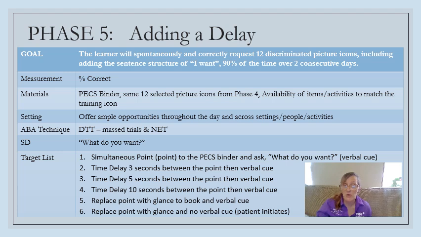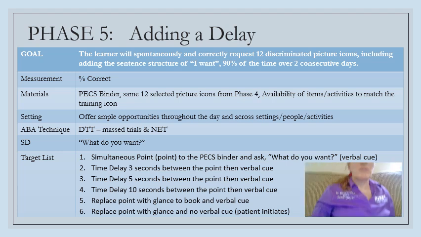So we faded out the point, and we're going to also fade out the verbal cue, and we're just going to get the kid to initiate on their own. If you have to fade it out incrementally, instead of the verbal cue, you can fade those words from "What do you want" by taking a word off at a time, or something like that. You can break that target down even more if you want.